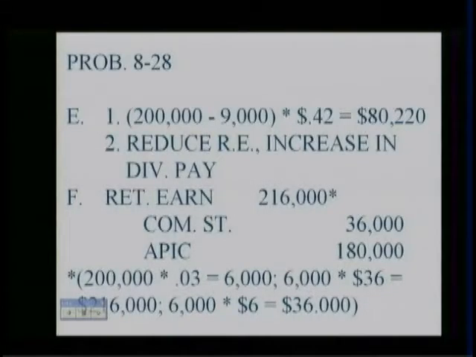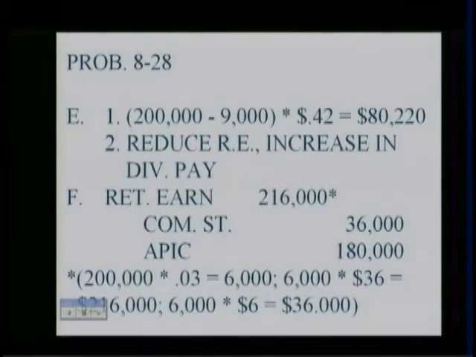We're going to pay 42 cents a share times each of the shares of outstanding common stock. Well, we have not been given the number of shares that are outstanding. We're told the number of shares that were issued was 200,000. We know of that 200,000, 9,000 of them are in treasury stock. So therefore the number of shares that are outstanding is the difference between 200,000 and 9,000. And we're going to give a 42 cent per share dividend on that number of shares of stock. So if you do the math there, you're going to give a dividend of $80,220.